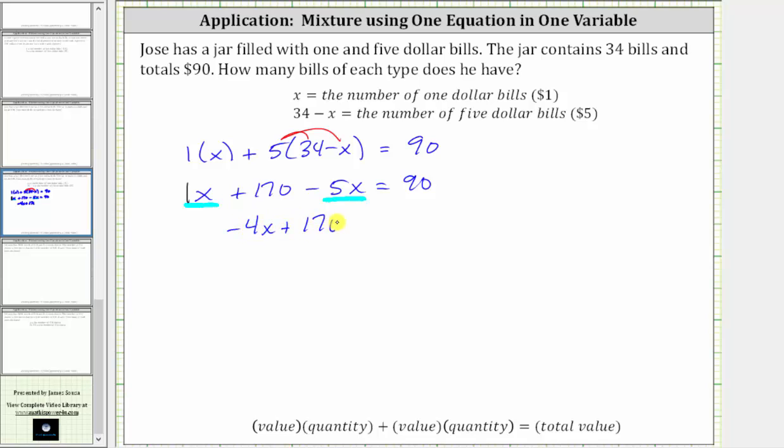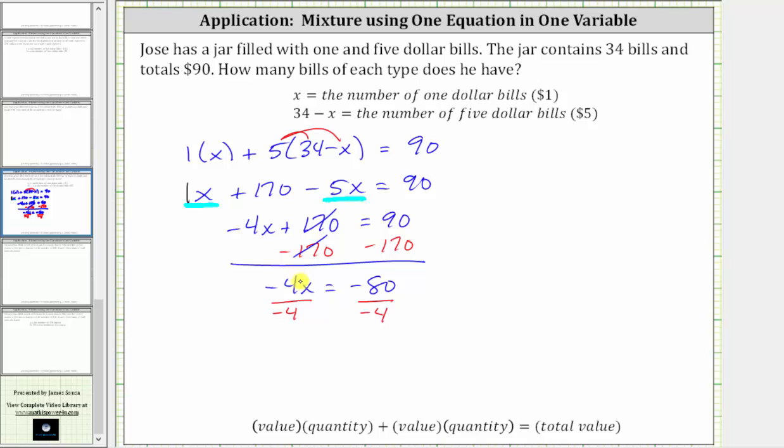plus 170 equals 90. The next step is to isolate negative 4x by undoing plus 170 by subtracting 170 on both sides of the equation. Simplifying, we have negative 4x is equal to 90 minus 170, which is equal to negative 80. The last step to solve for x is to divide both sides by negative 4.